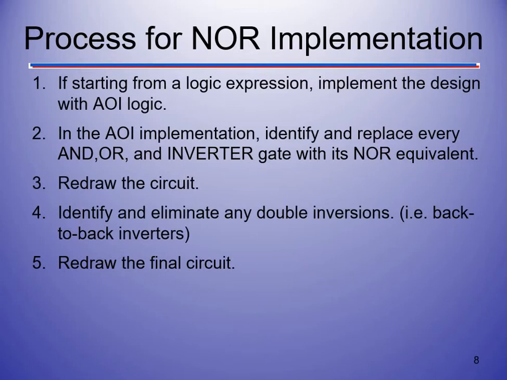Alright, so the process of implementing the NOR, okay, you're going to start with your basic AOI or AND or an inverter circuit. Then we have to identify how to replace them with what we just learned on the previous slide. We're going to redraw the circuit in terms of NORs. And then if you remember, we do the same step 4 here that we did with NAND. We identify and eliminate all the double inversions, and then we redraw the final circuit.